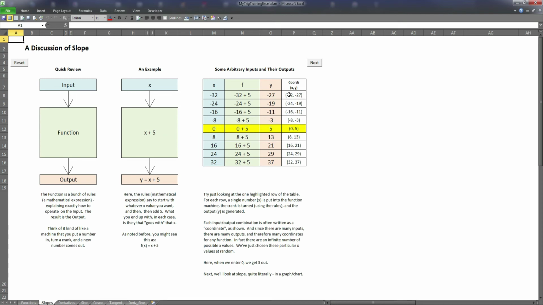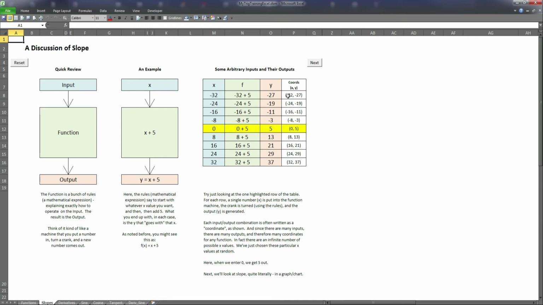So what do we do with these numbers? Well, what you can do is consider each pair of input and output as a single thing we call a coordinate. And we call it a coordinate because it's essentially a point that we can look at on a chart, and we can chart this information. You don't have to chart functions, but it's really informative to do so.